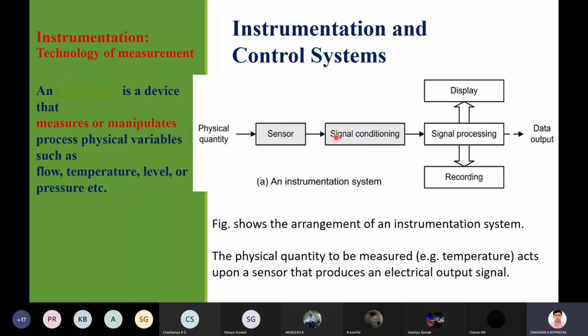Signal condition has to maintain some threshold value. That is what we use the signal condition for. It will check whether the output of the sensor is greater than 5 millivolts or not. For example, let me take the output of the sensor as 5 millivolts. That is the minimum value it has to generate. If it generates less than 5 millivolts, it will not be considered for processing at the next level. So signal condition is nothing but checking the condition.